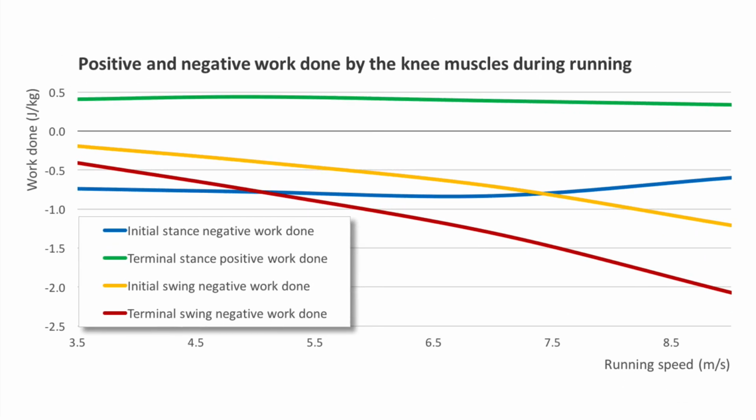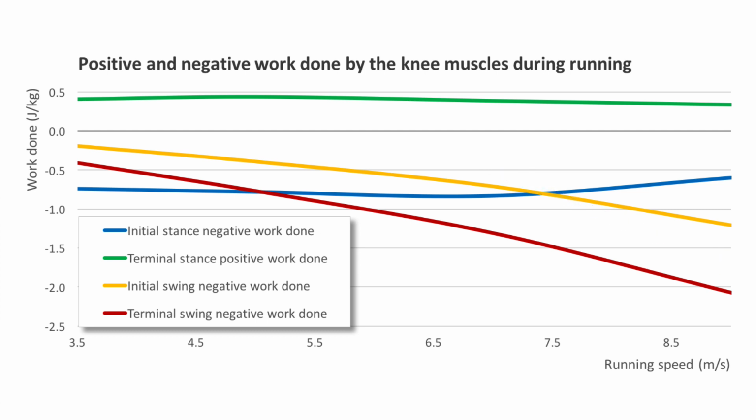This is a similar chart, but for the knee muscles. Again, the red line refers to work done at the end of the swing phase, and the yellow line refers to work done at the beginning of the swing phase. But in the case of the knee muscles, this is negative work done rather than positive work done. And we can see that both the red and yellow lines increase with increasing running speed.